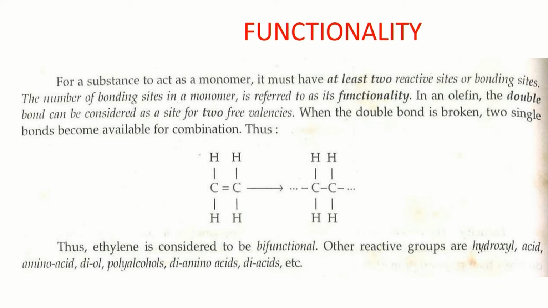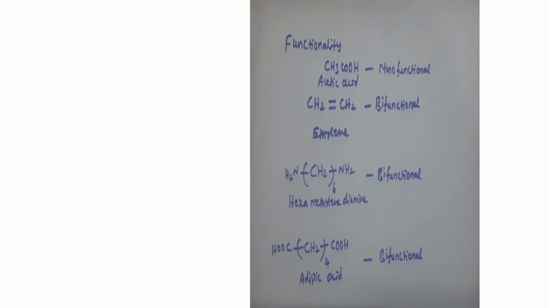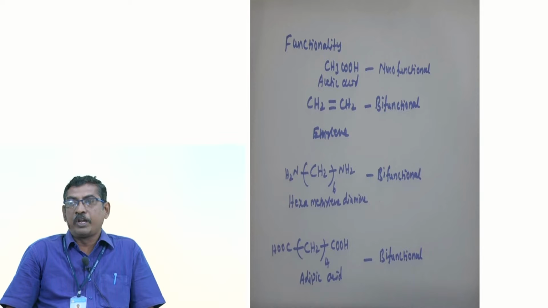Functionality is defined as the number of bonding sites or reacting sites present in the monomer. Suppose only one type of functional group is present. For example, take acetic acid. In acetic acid, the functional group is COOH. Only one functional group is present, so it is called a monofunctional monomer.